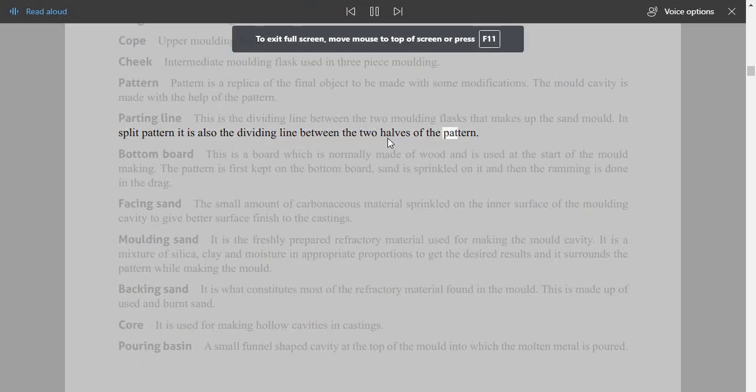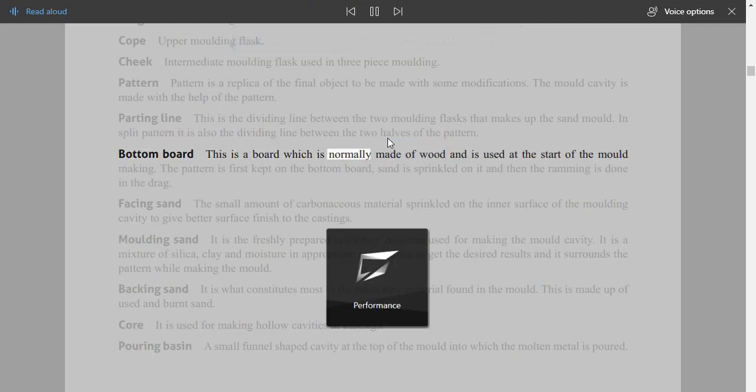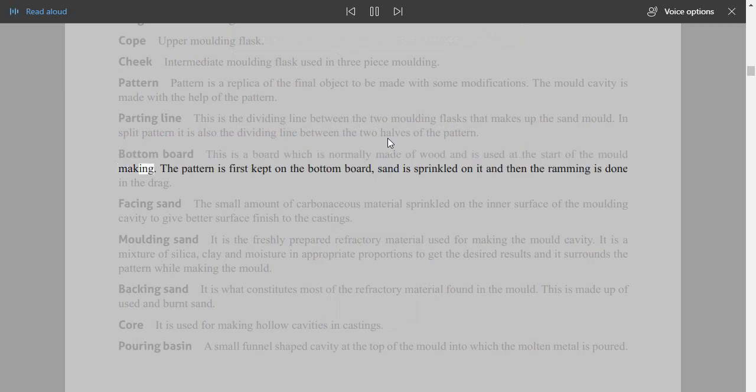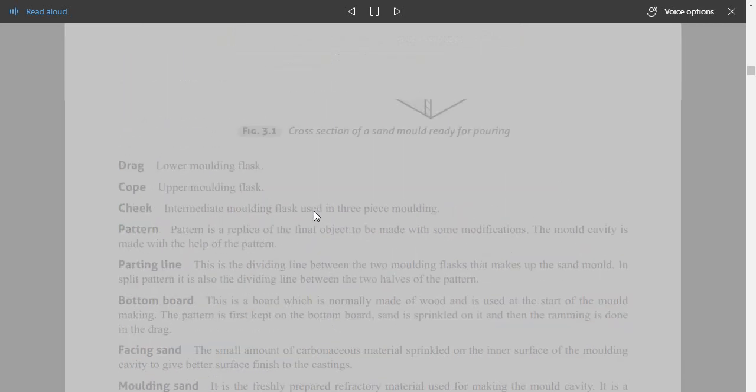Dividing line between the two halves of the pattern. Bottom board. This is a board which is normally made of wood and is used at the start of the mold making. The pattern is first kept on the bottom board, sand is sprinkled on it, and then the ramming is done.